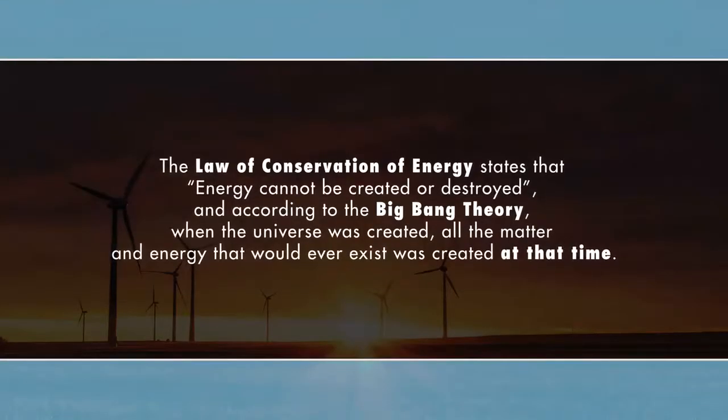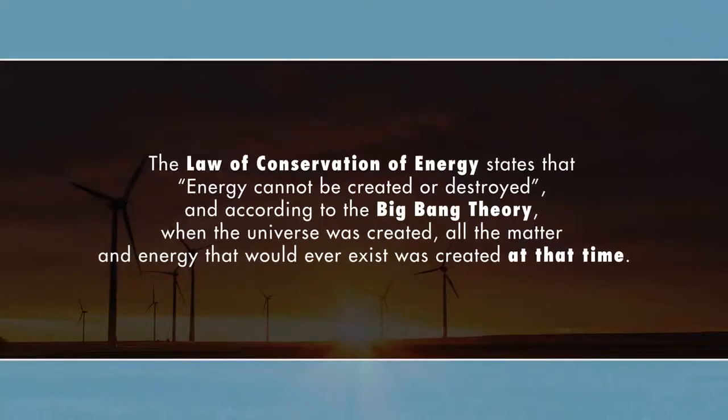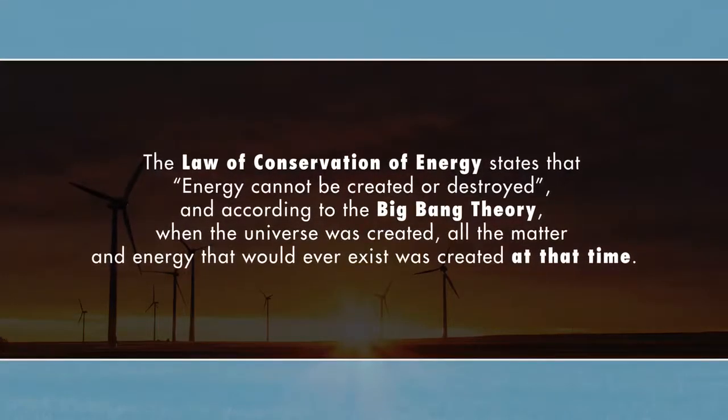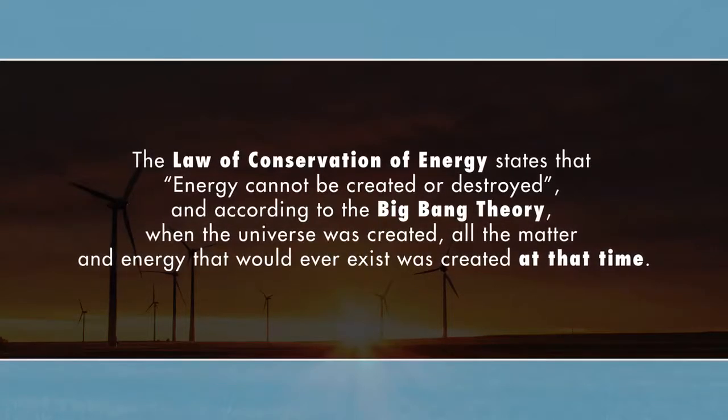The law of conservation of energy states that energy can't be created or destroyed. And according to the Big Bang Theory, when the universe was created, all the matter and energy that would ever exist was created at that time. So in the nearly 14 billion years since then, energy and matter have been moving around and converting or changing into different forms. On Earth, we can trace nearly all forms of energy back to the sun.